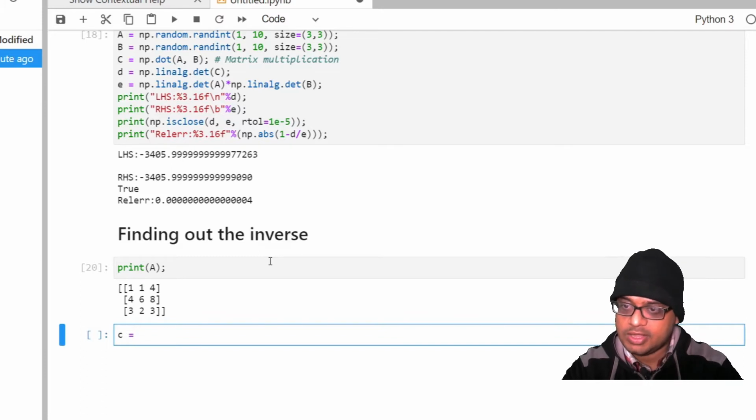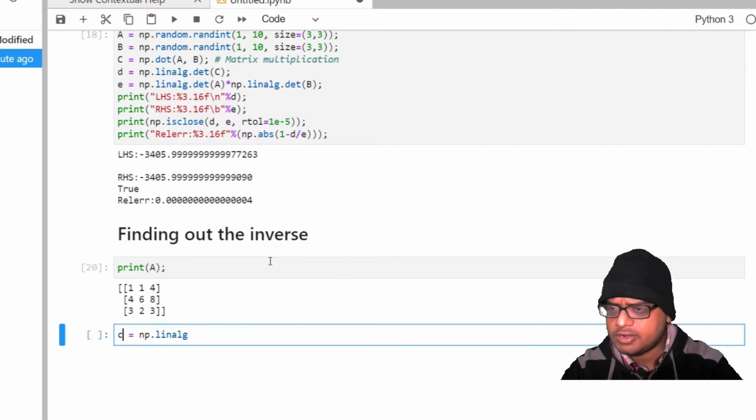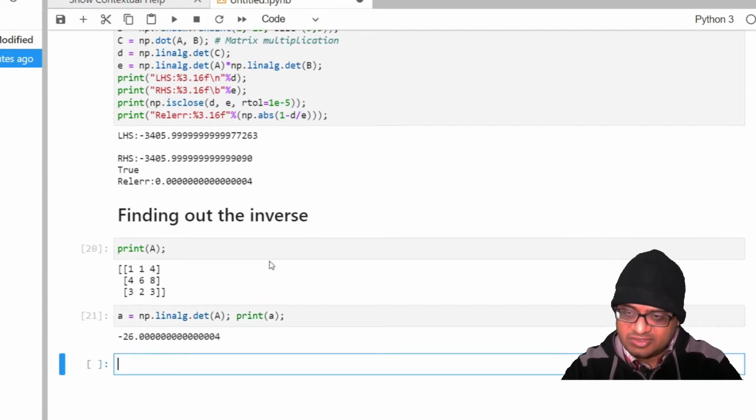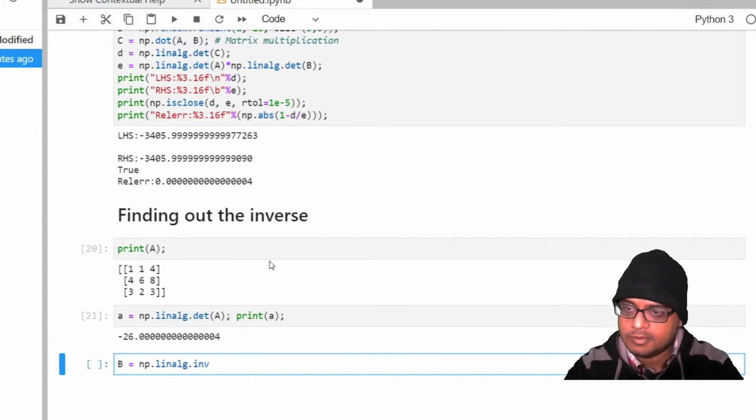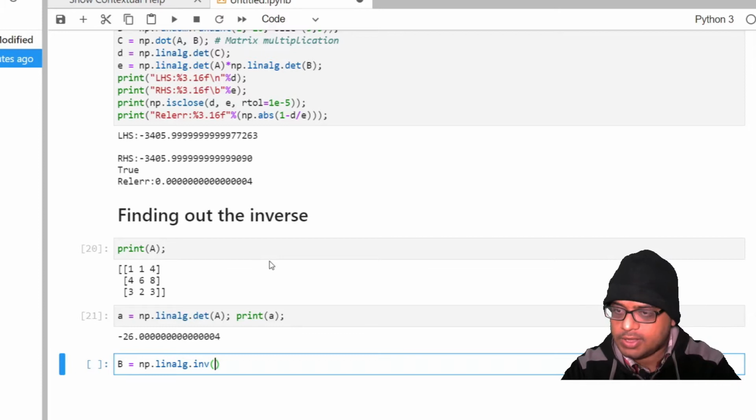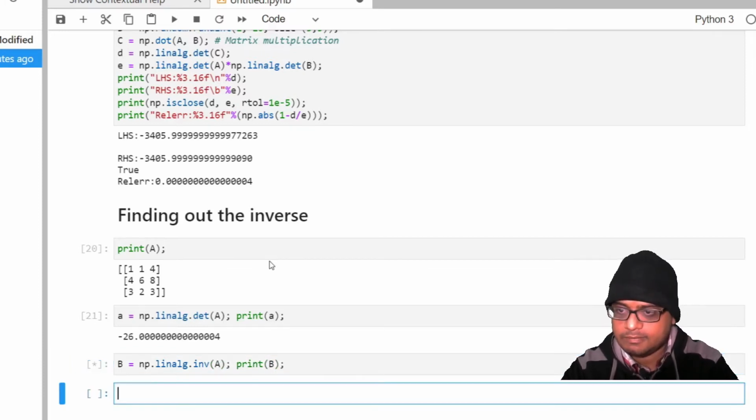So let us say C equal to np.linalg, in fact let me call it small a, dot det of A, print a. So A is obviously not equal to 0. So in that case we can find out the inverse. So let me call it B. So np.linalg.inv of A. Let me print what B is.